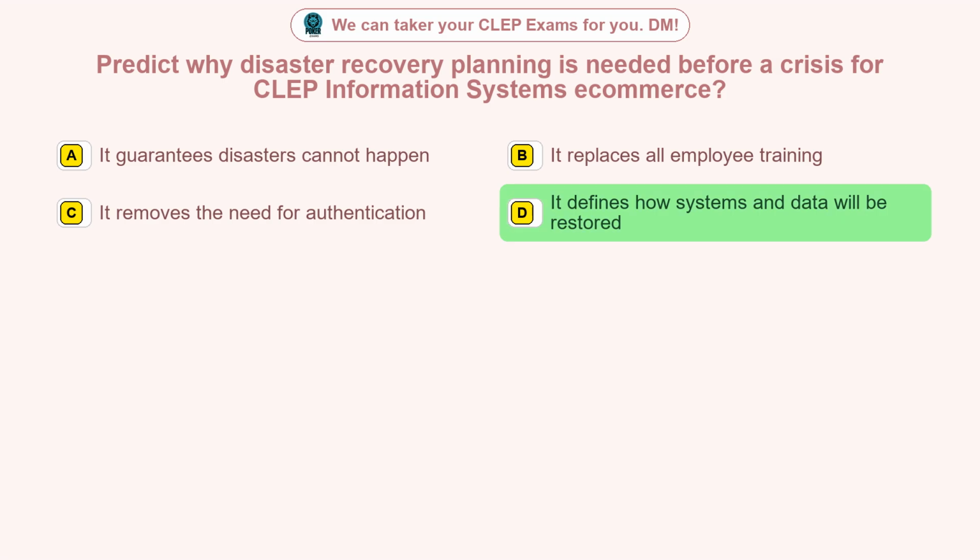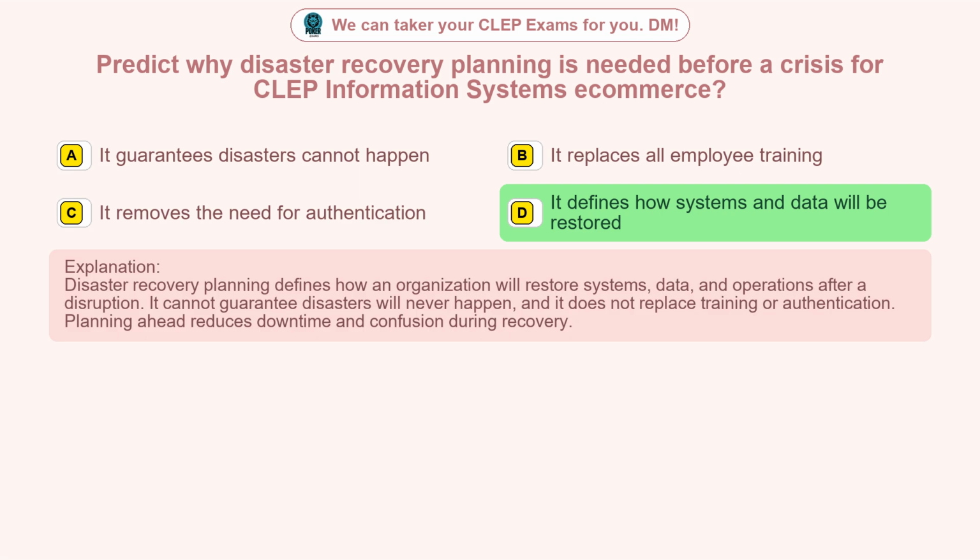It defines how systems and data will be restored. Disaster recovery planning defines how an organization will restore systems, data, and operations after a disruption. It cannot guarantee disasters will never happen, and it does not replace training or authentication. Planning ahead reduces downtime and confusion during recovery.